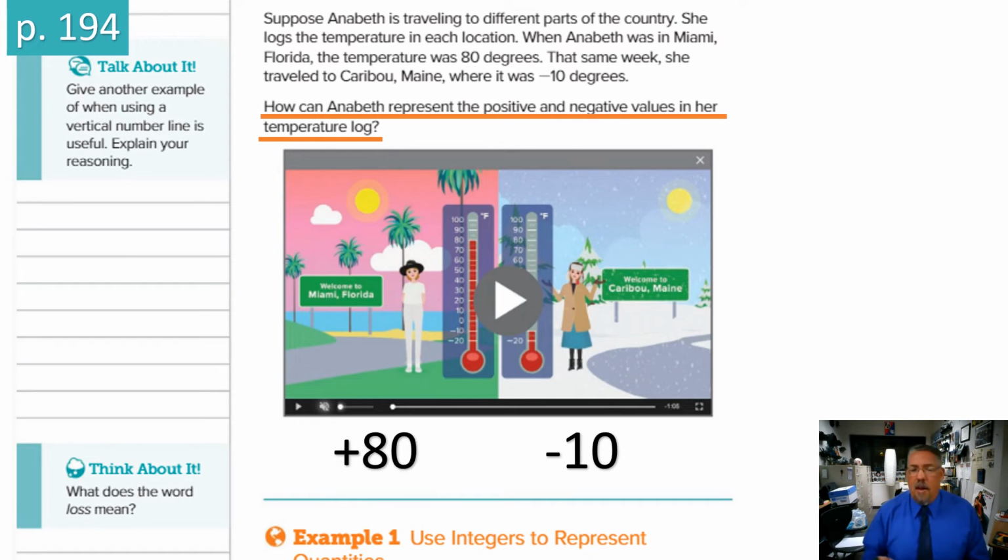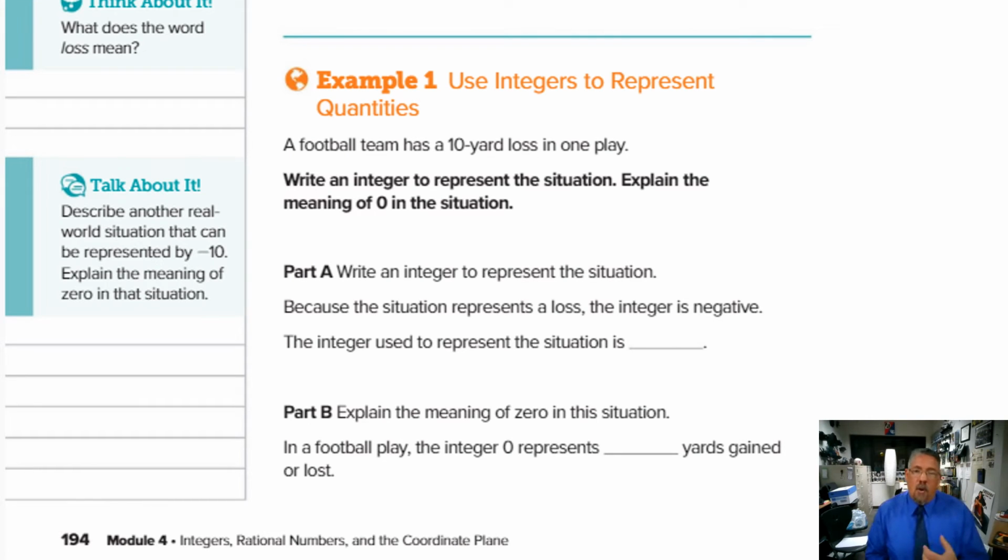Just including that positive or negative sign makes it an integer. Normally we're used to writing our positive numbers without the positive sign, but in these lessons, since it is about integers, please make sure you include that positive sign. Negatives definitely need the negative sign. Now we need to look at real life situations and be able to write integers, but also be able to tell what that 0 would represent.